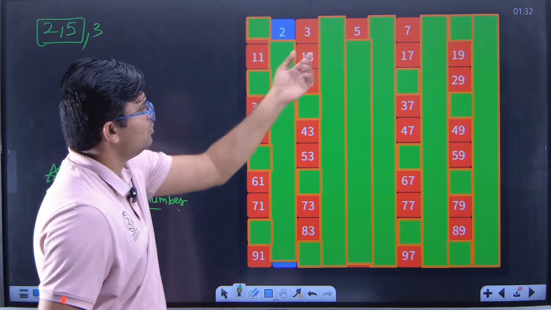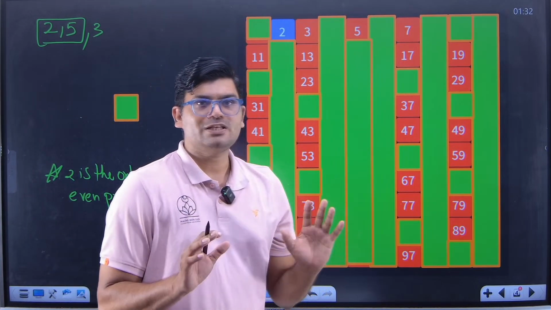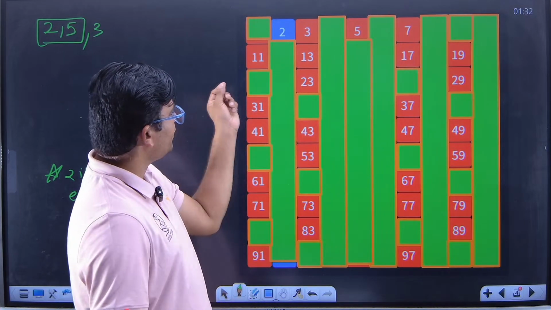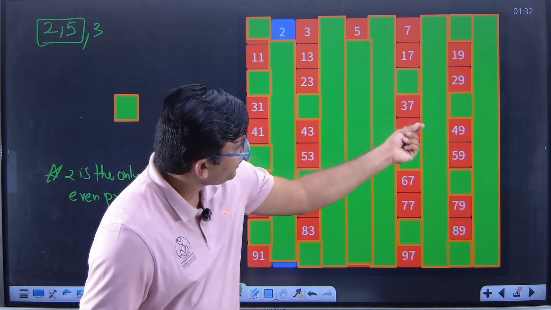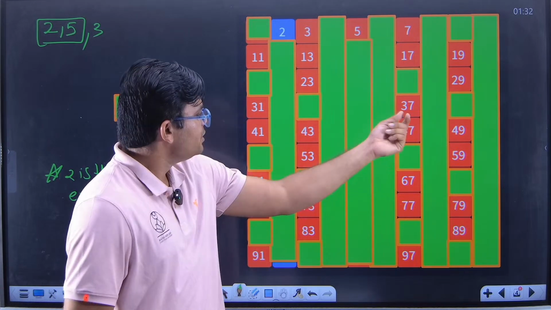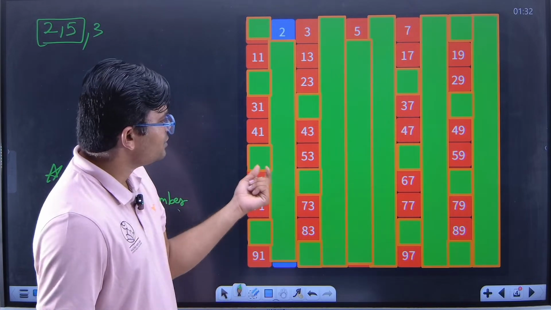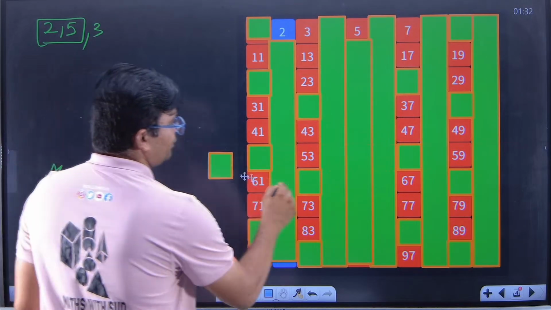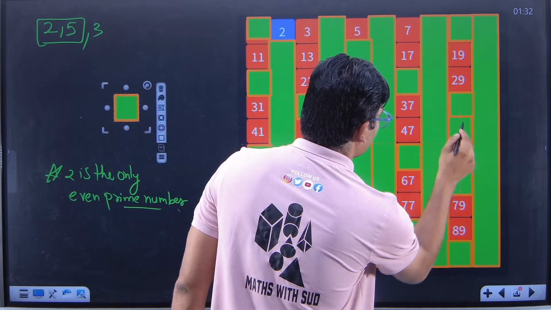So in this row, you know the table of 7 up to 70. Let us check it. 7 into 2 is 14. Now here 7 into 3 is 21. 7 into 4 is 28. 7 into 5 is 35. 7 into 6 is 42, which is not here. 7 into 7 is 49. So we have to check only with odd numbers. So 7 into 7 is 49, so it is divided by 7.